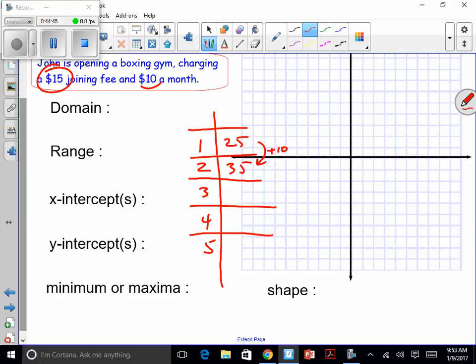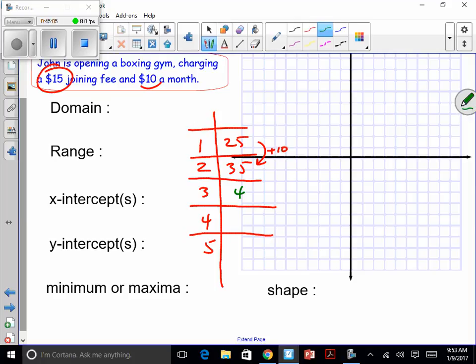Here we go. So month 3, someone different. How much is it going to be? 45. End of month 4, please. All right. And then after that, you barely even need to know the pattern. Okay. So this gets us some of what we need.